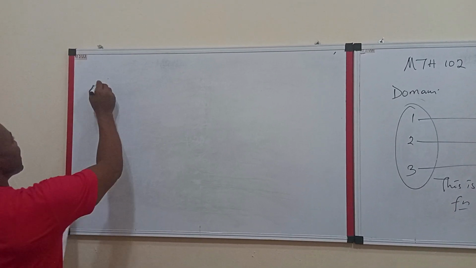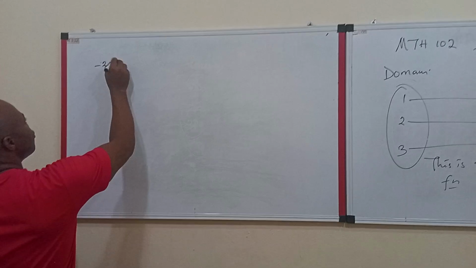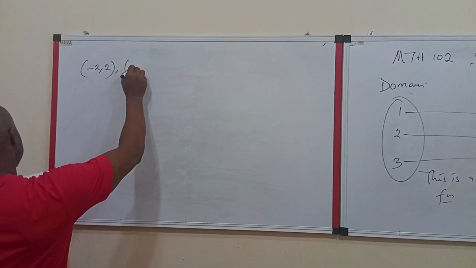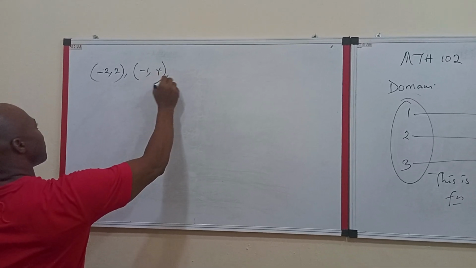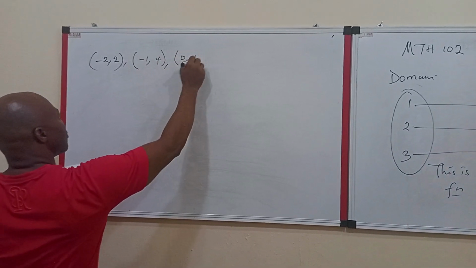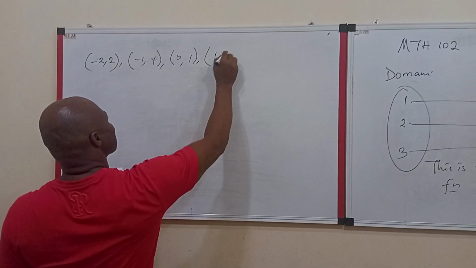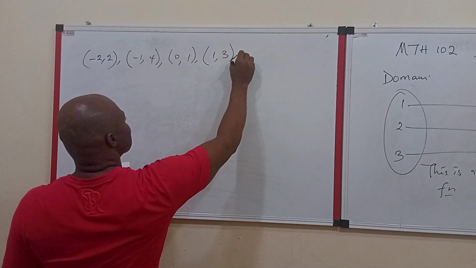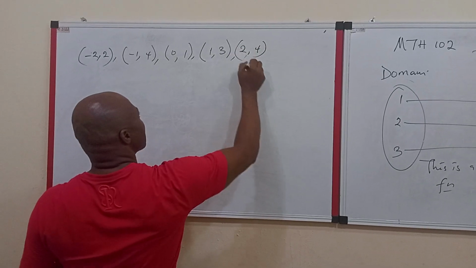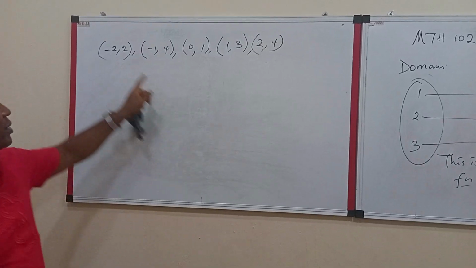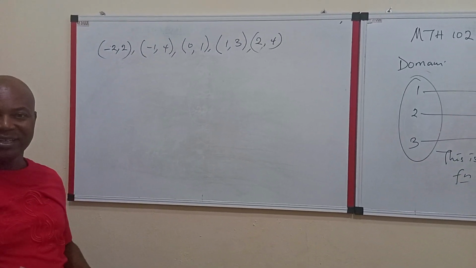Now if we get -2, 2 like this, then I get -1, 4, I get 0, 1, I get 1, 3, I get 2, 4. This kind of way, they will ask you, is this a relation?